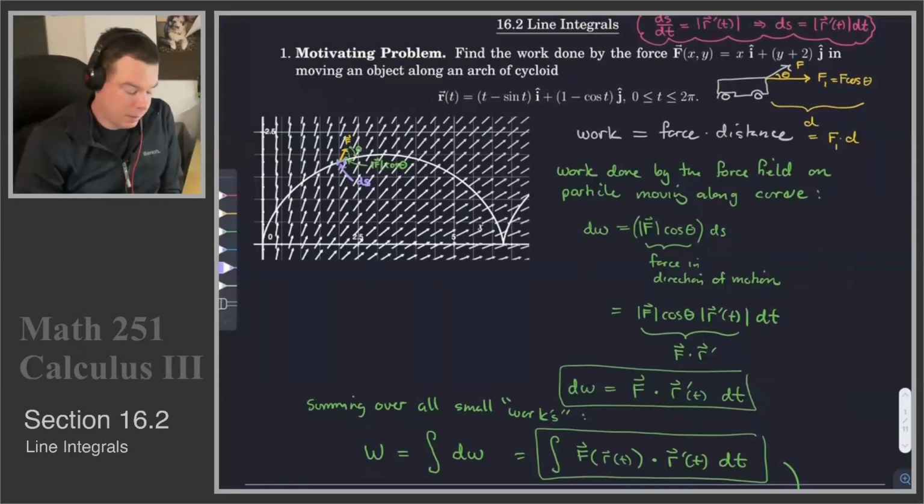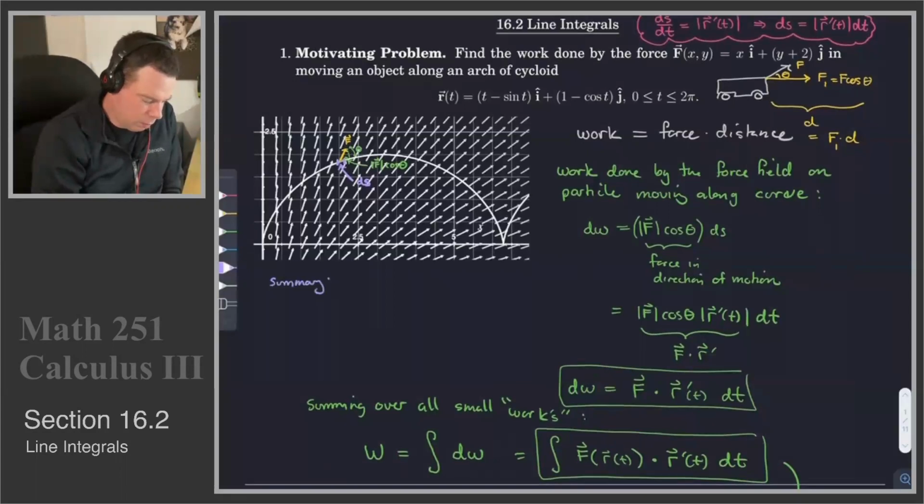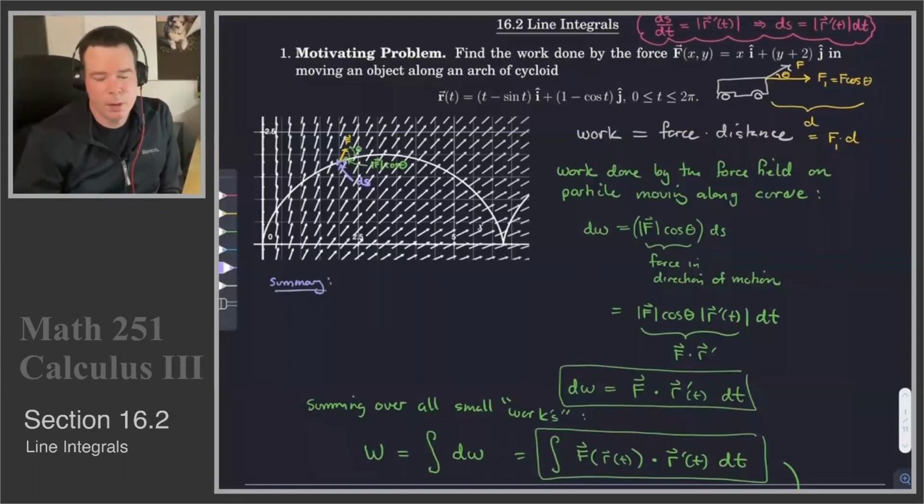So our motivating example that we worked on last day was this example of finding the work done by a force field on moving an object along some path. And just to summarize what we've done here, the idea was we've got this particle that's moving along a path, and there's a force that's acting on it at every point as it moves along the path.